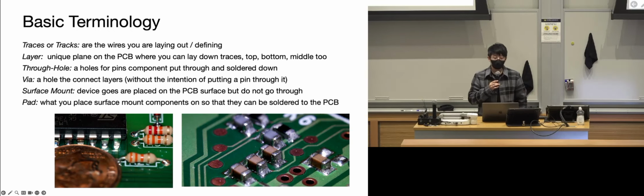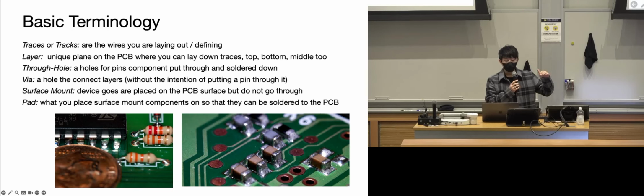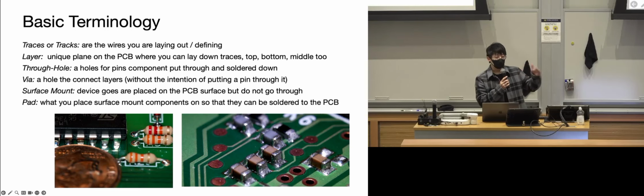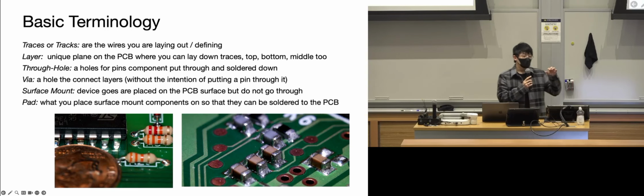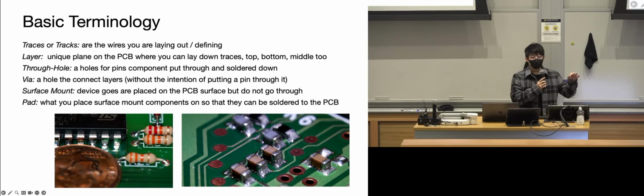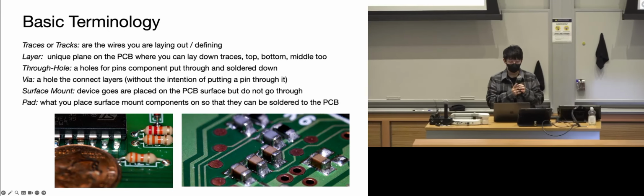Traces are basically the wires that you use to do the layout, and layers mean the different planes that go into a PCB, which can be used to lay down traces or place components on. The ones to place components on usually refer to the top and bottom layers, because I don't think you can really put components in the middle layers.